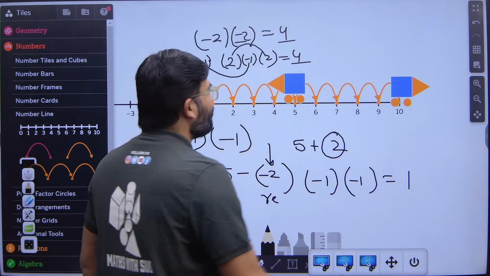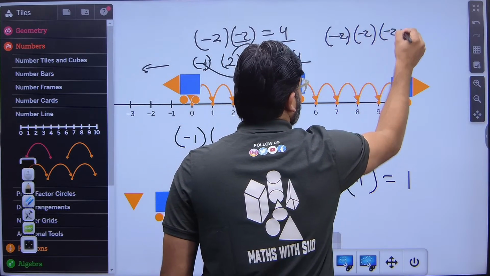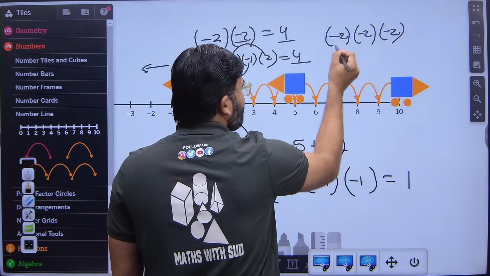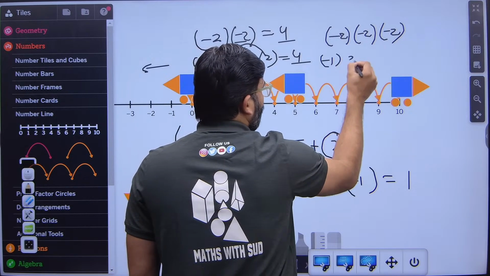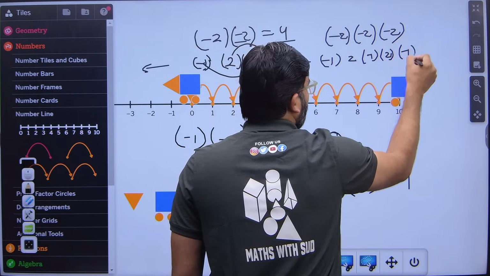See, this works on all the numbers. Suppose you have 3 numbers. Now, how is this negative 2 formed? Negative 1 into 2. Alright?